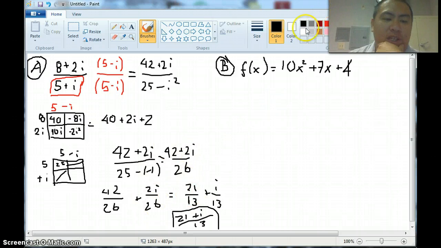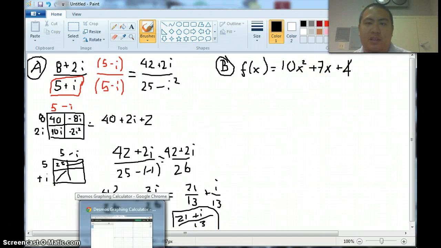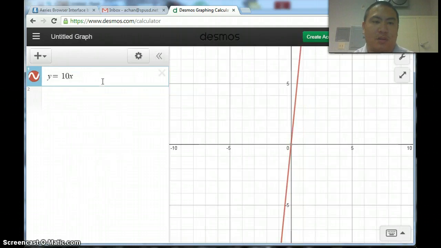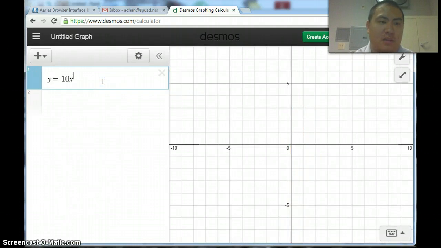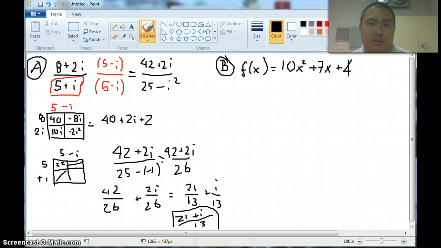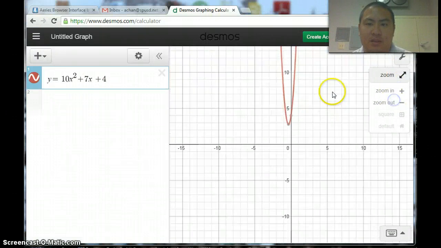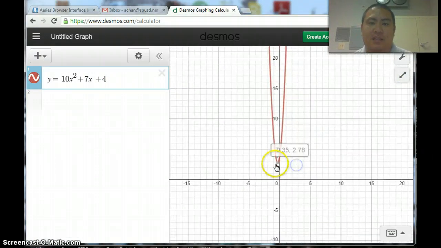Alright, so for the next part we have the quadratic formula. And I'm going to go ahead and plug this into Desmos and see what it looks like. 10, 7, and 4. So y is equal to 10x squared plus 7x plus 4. Alright, so if we look at this, we can see that it has no real solutions, right? It doesn't actually cross the x-axis.